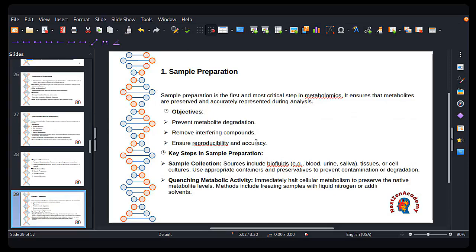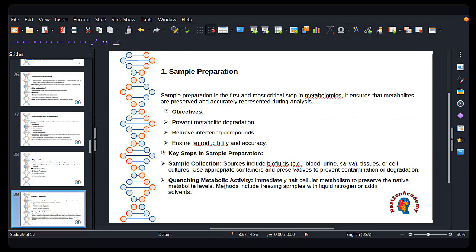and accuracy. So what are the key steps in sample preparation? Sample collection. Sources include biofluids, for example blood, urine, saliva, and you can collect metabolites from tissues or cell cultures. Use appropriate containers and preservatives to prevent contamination and degradation.